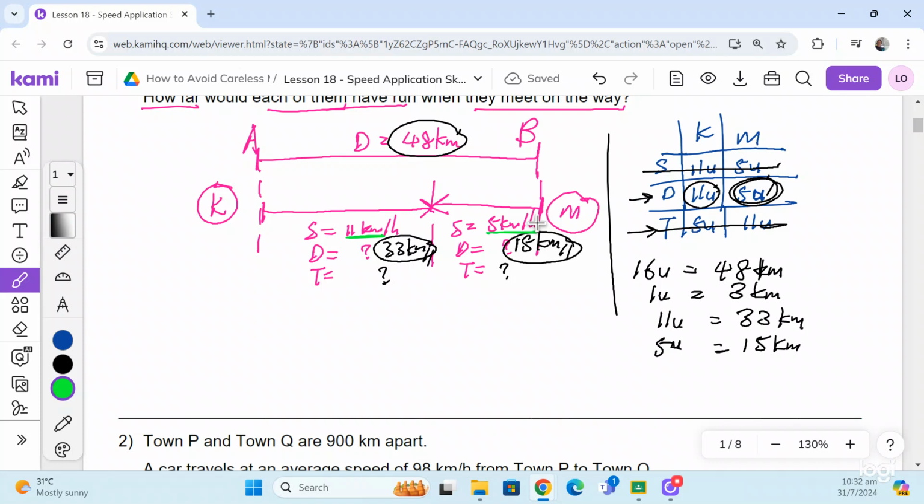Sometimes you can even start with time ratio, right? You may have the time taken for each of them, and then all the other values are not there. Then you can also start with time ratio. Sometimes you can also start with distance ratio. So it all depends on what is in the question.